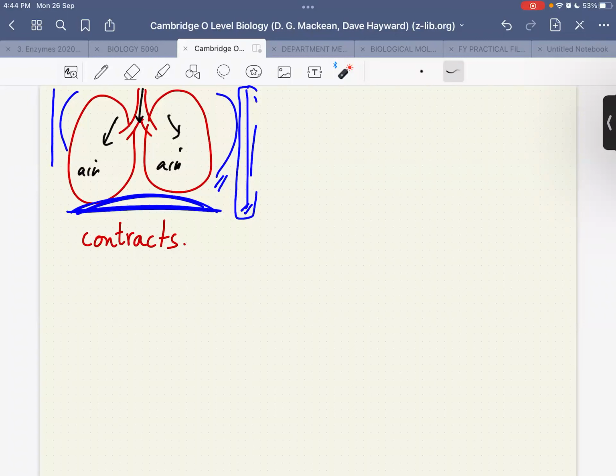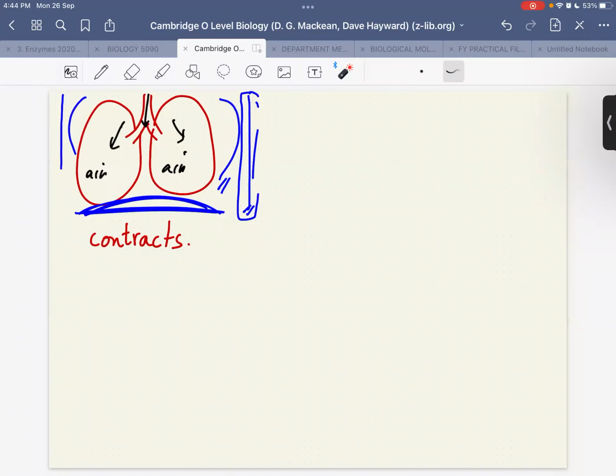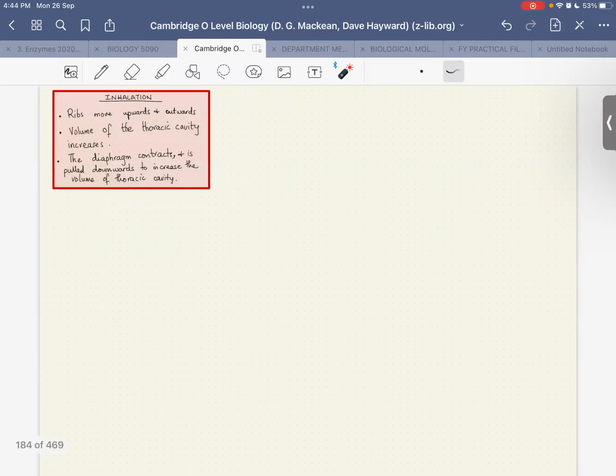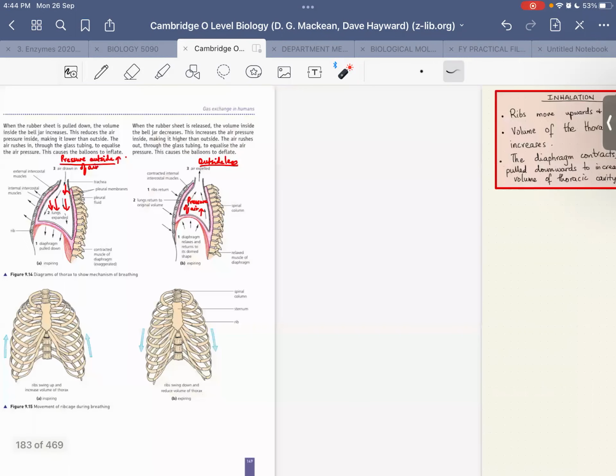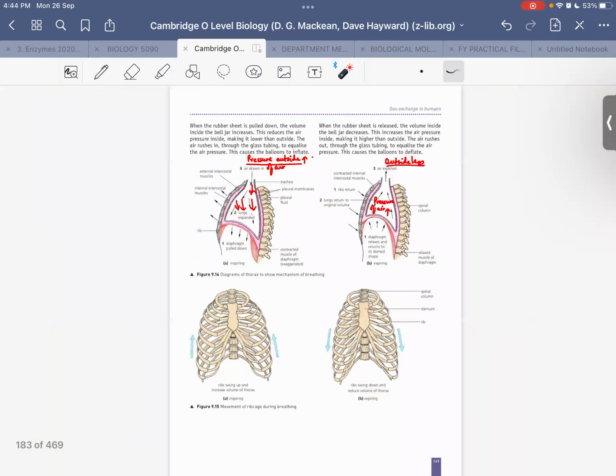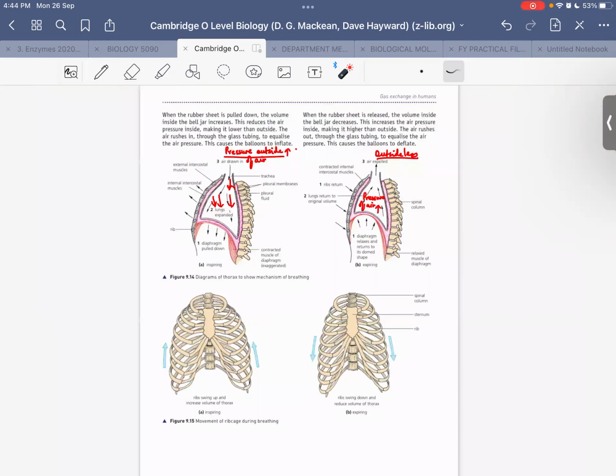Diaphragm muscles. Basically, in inspiration, the diaphragm muscles contract and pull the diaphragm downwards, because expiration is done. And after that, in inspiration, the internal intercostal muscles relax while the external intercostal muscles contract and pull the ribcage upwards and outwards.